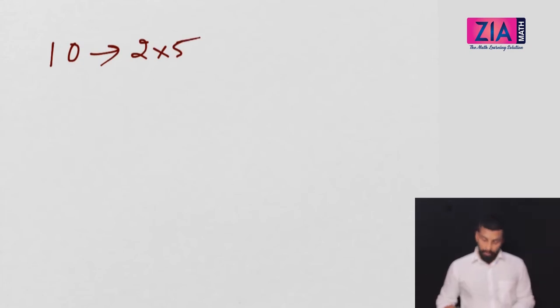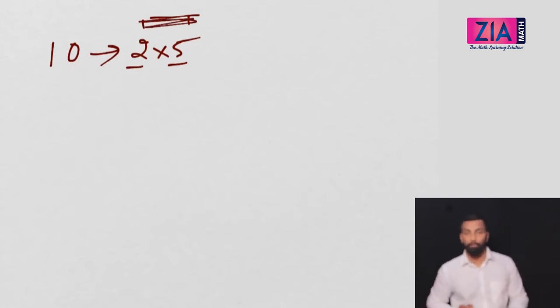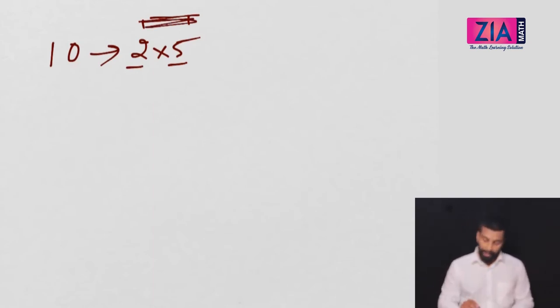The formula is, if you can factorize the denominator, let's suppose you need to find the Euler's number of 10. First you factorize it, 2 into 5. Then 2 and 5 are the factors. The power is not important here. What the factors are is what is important for us. So 2 and 5 are the factors.